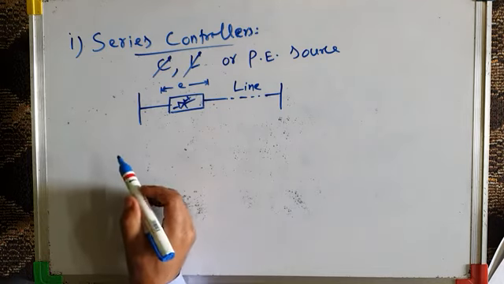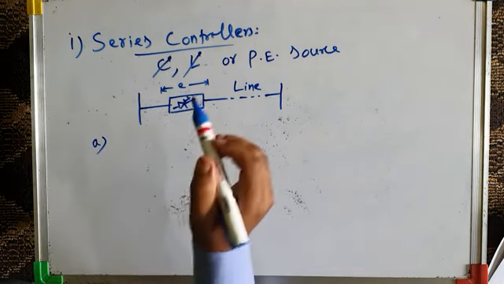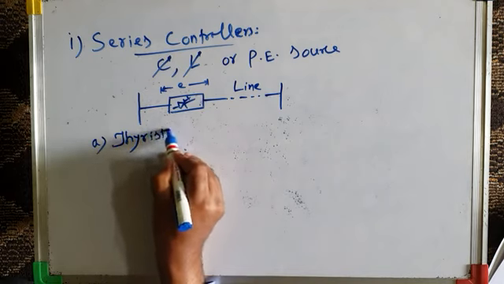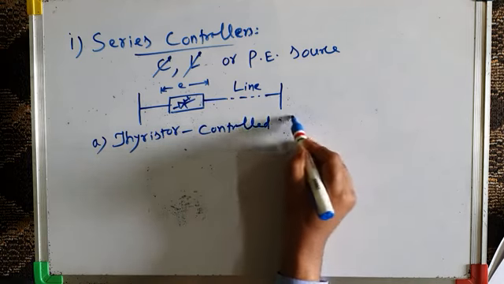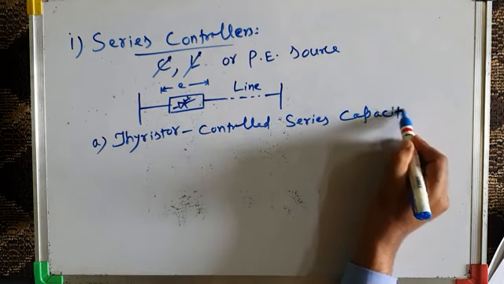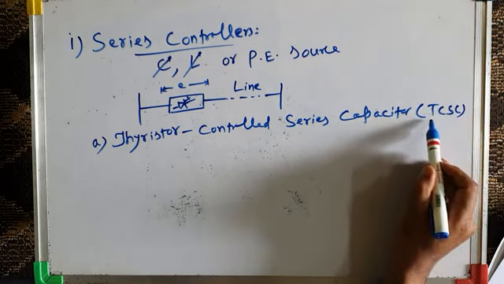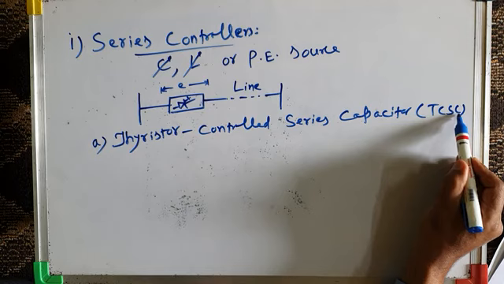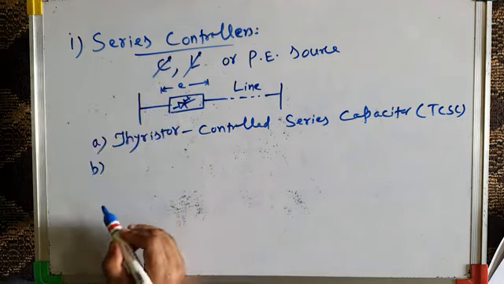The various types of series FACTS controllers are, number 1, thyristor controlled series capacitor. This is also called TCSC. T for thyristor, C for controlled, S for series, and C for capacitor. TCSC, thyristor controlled series capacitor. This is the first type of series FACTS controller.